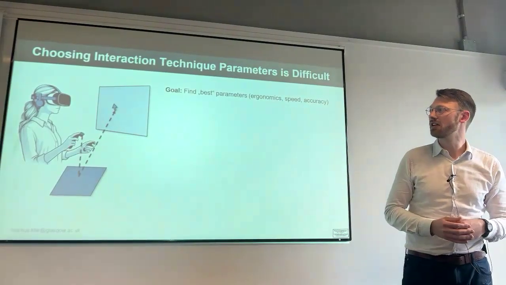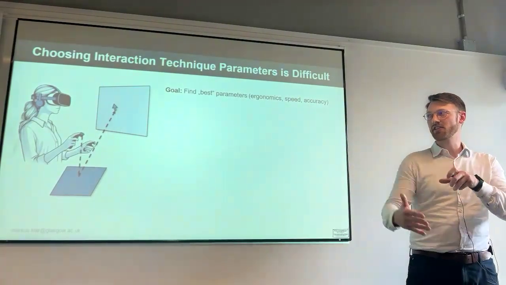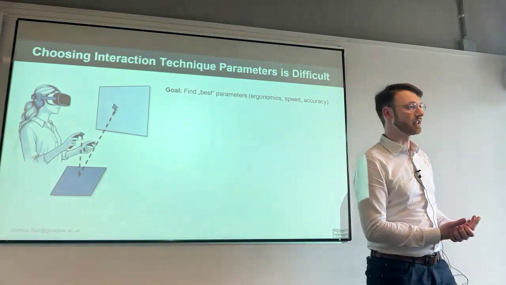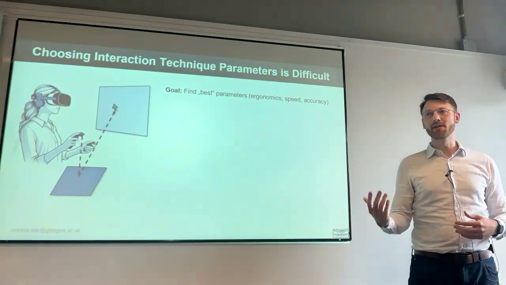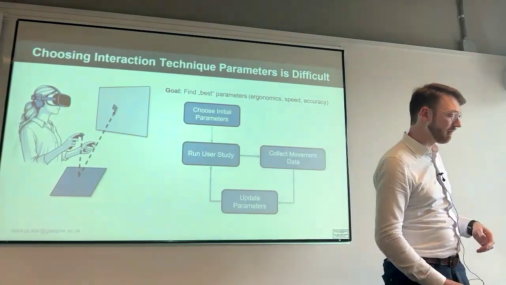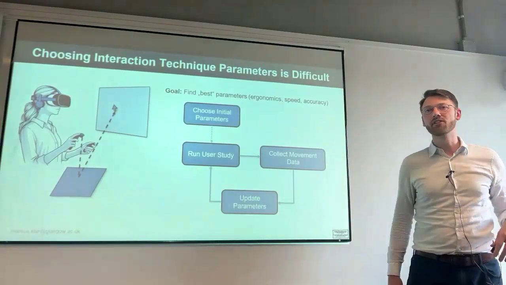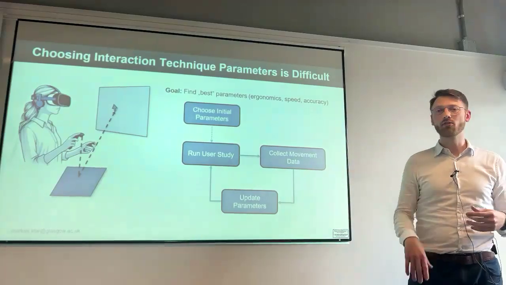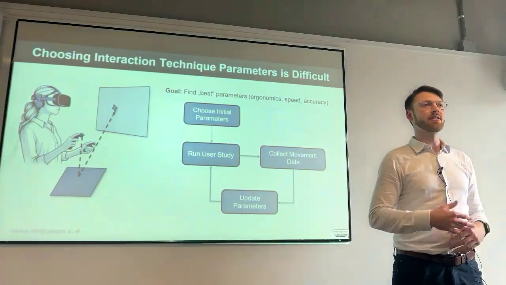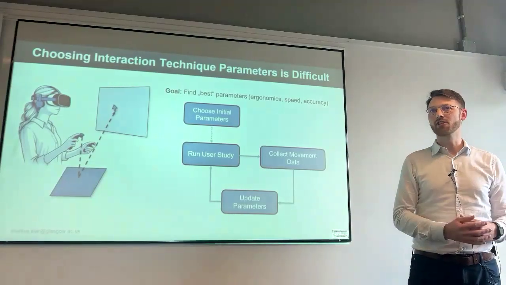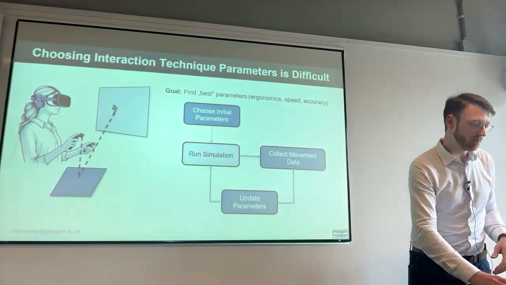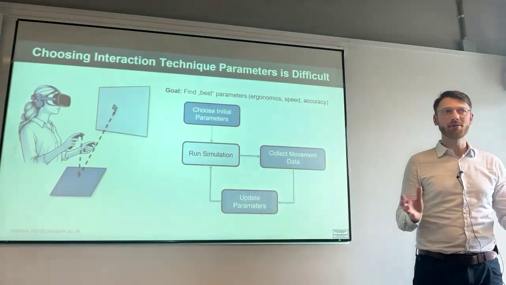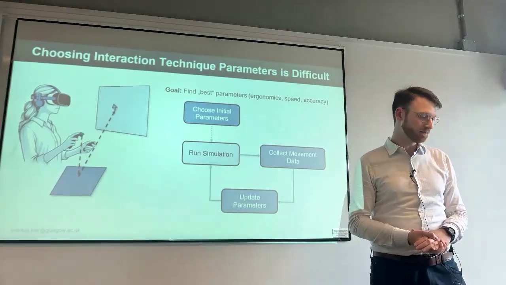This is an example of the virtual pad, where you can basically decide where this pad will be. And you usually want to find parameters that lead to the best performance or best ergonomics. The way that we are doing this is we choose some initial parameters, then we run a user study, we collect movement data, so this is the annoying part, then we update our parameters and do this again until we run out of time usually. And what I'm proposing is to replace the user studies here, at least partly, with simulations.